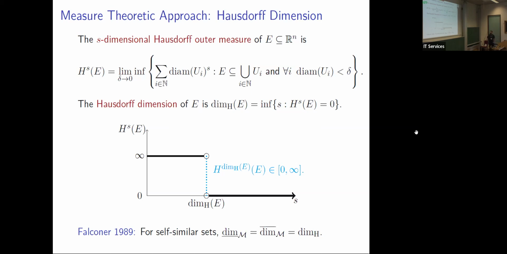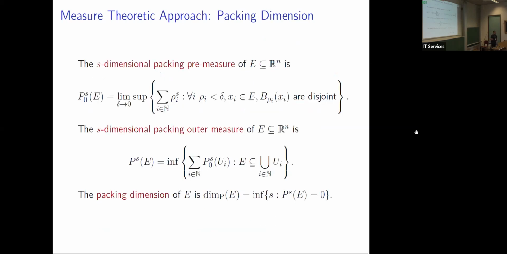Now, the second most studied notion of dimension is packing dimension, which is dual to Hausdorff dimension in some sense. Now, instead of covering the set with a whole bunch of small sets, you're packing in balls that all have their centers inside the set and have to be disjoint. Then there's a couple of steps here, but you do a similar thing where you get an outer measure out of that, and then you look at the s for which that outer measure jumps from infinity to 0. And you call that the packing dimension of the set.